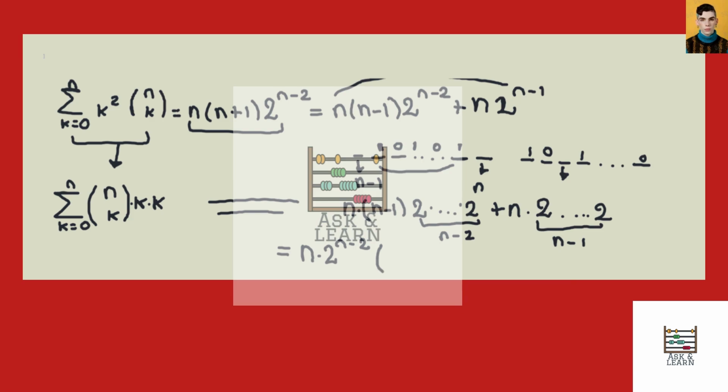And so what we have left is, from the first one, n minus 1. And from the second term, we have 1 times 2 left. And that is actually n plus 1. So we have n times n plus 1 times 2 to the n minus 2, proving that this identity is true.